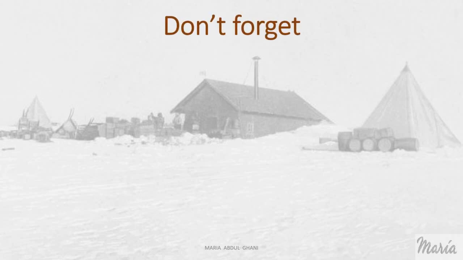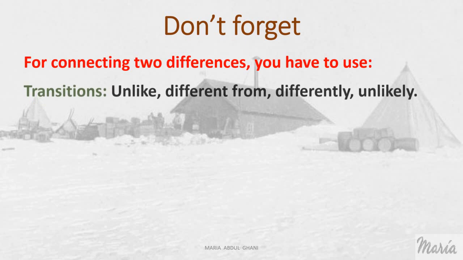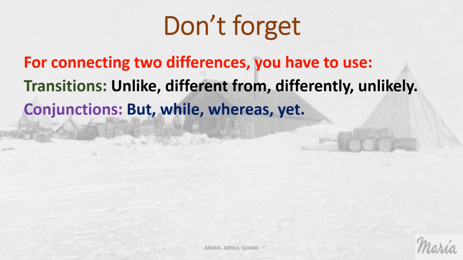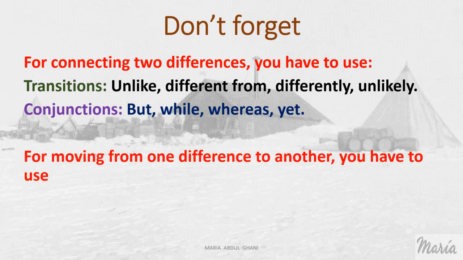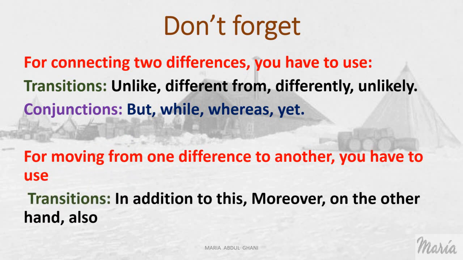Don't forget, for connecting two differences, you have to use transitions: unlike, different from, differently, unlikely. Conjunctions: but, while, whereas, yet. For moving from one difference to another, you have to use transitions. In addition to this, moreover, on the other hand, also.